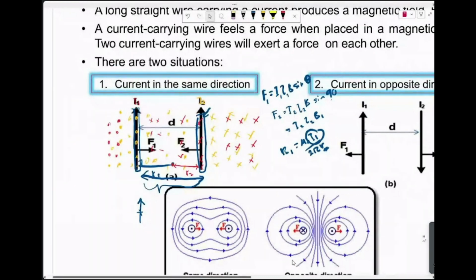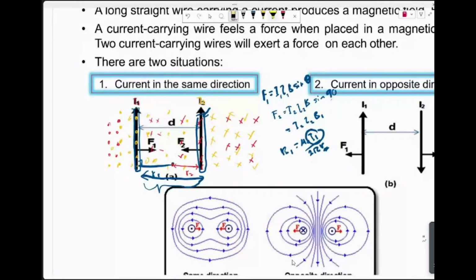That's just how you formulate the value. But then how can we determine the direction? Okay, for this one you can again use the Fleming left hand rule. Fleming left hand rule. Again, the index finger, jari telunjuk, you always use the jari telunjuk to point the direction of magnetic field.